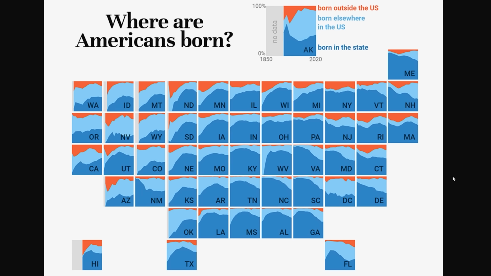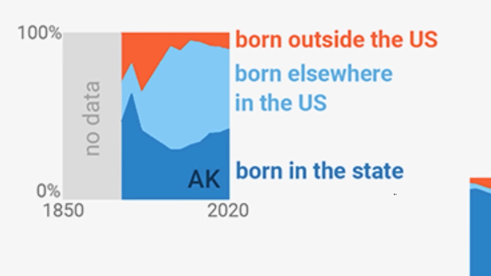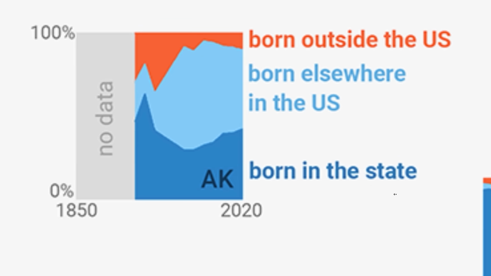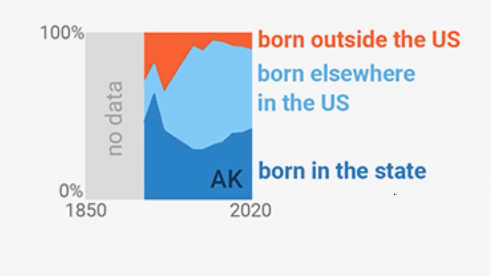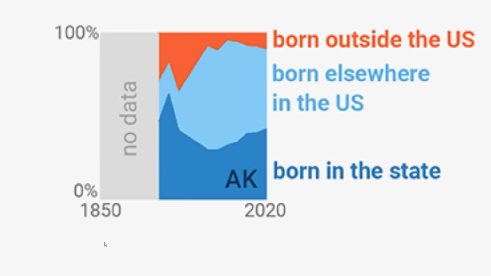Where out of the 50 states are Americans born? It's a really interesting way to display this data. Starting off with Alaska. In the top orange right here, we have born outside of the US. In the light blue, born elsewhere in the US. And in dark blue, they were actually born in the state. The graph is showing from 1850 to 2020, but Alaska wasn't around in 1850. Well, it was just under someone else's control.